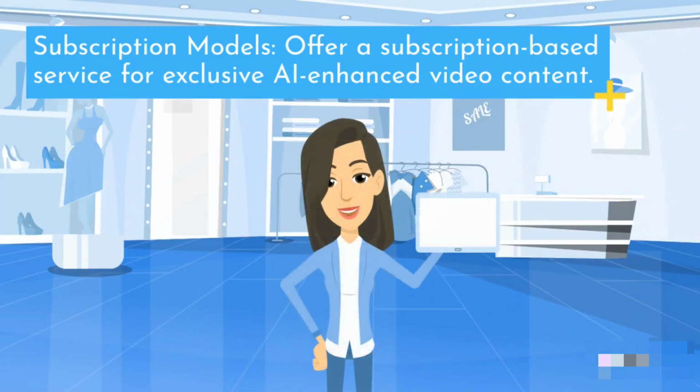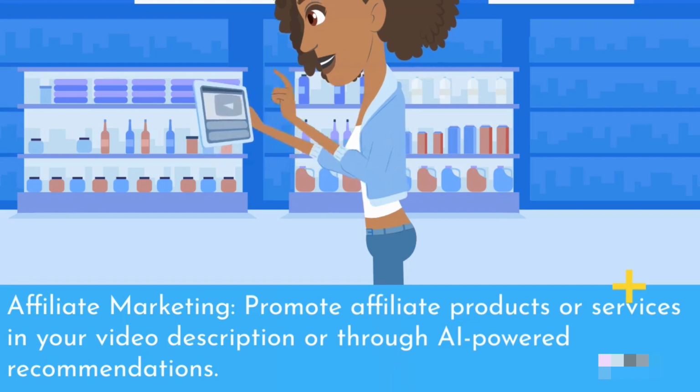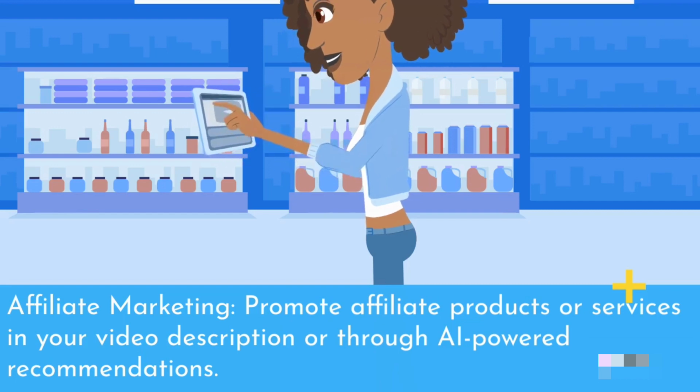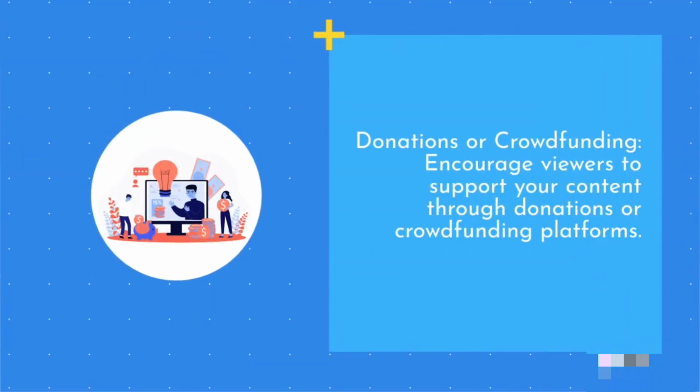Subscription models. Offer a subscription-based service for exclusive AI-enhanced video content. Affiliate marketing. Promote affiliate products or services in your video description or through AI-powered recommendations. Donations or crowdfunding. Encourage viewers to support your content through donations or crowdfunding platforms.